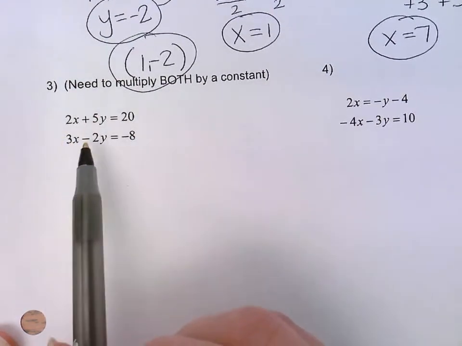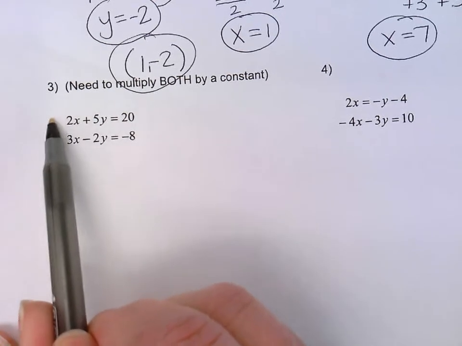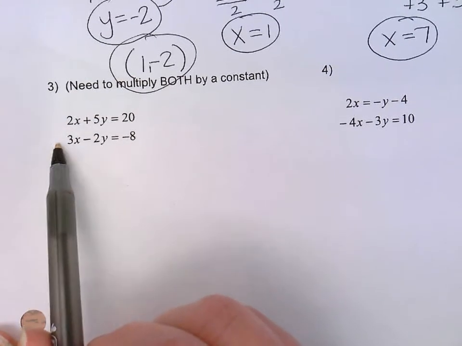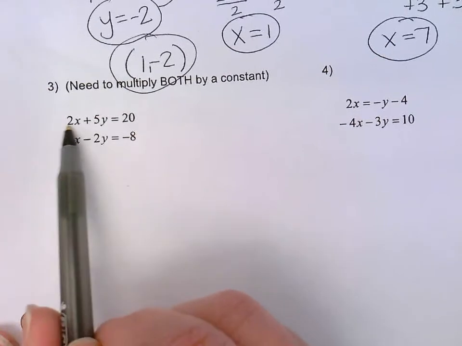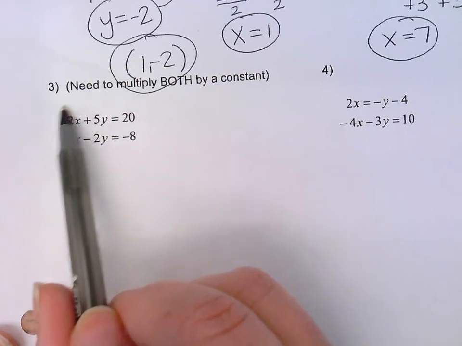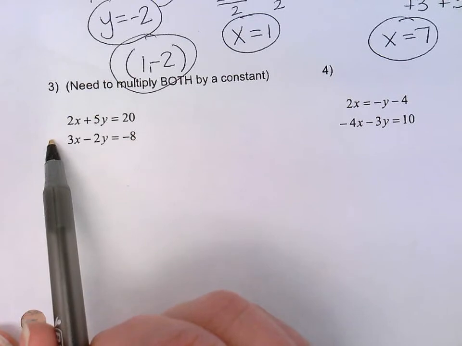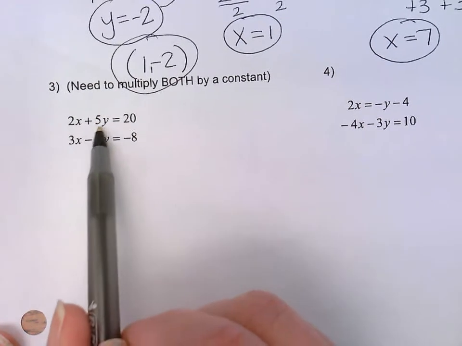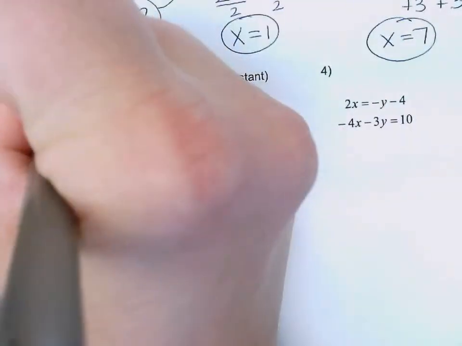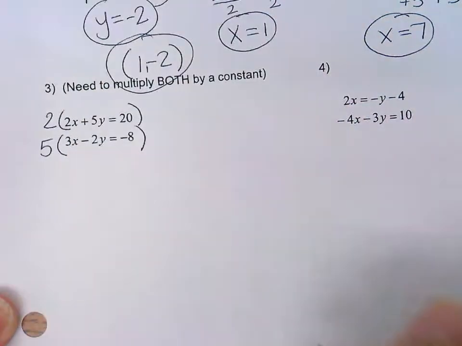So if I wanted to eliminate my x's, I could multiply the top equation by 3, so that would give me 6x, and the bottom equation by -2, because that would give me -6x. If I want to eliminate my y's, I could multiply the top equation times 2 and get 10y. I can multiply the bottom equation by 5 and get -10y. So because there's a positive here and a negative here, I'm going to multiply the top equation by 2 and the bottom equation by 5 and eliminate my y's.